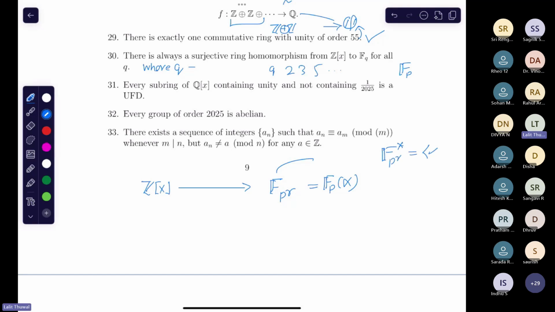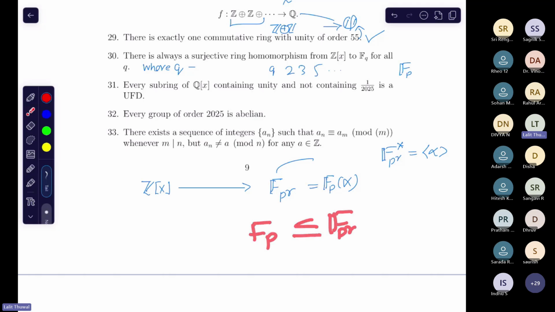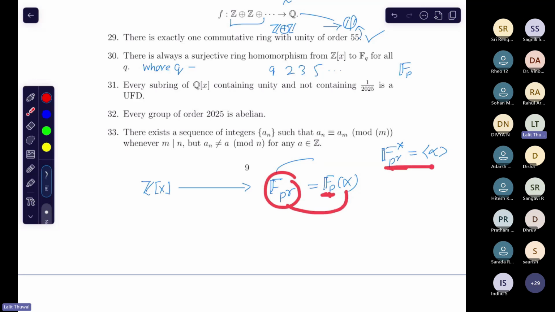So it will be generated by alpha. And it is an extension of... okay, let me not say extension, because most of you have not read about it. So this contains F_p, right? The field with p elements, because any commutative ring with unity with characteristic p contains F_p, or Z_p. So this is just F_p(alpha), the smallest field which contains F_p and alpha.